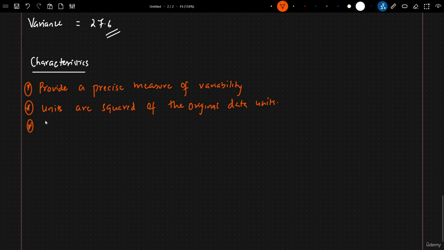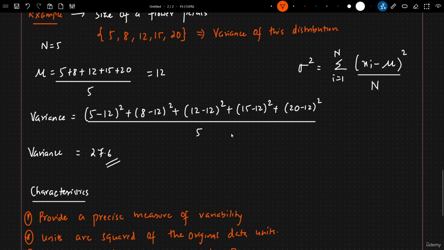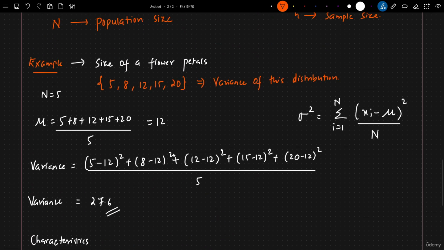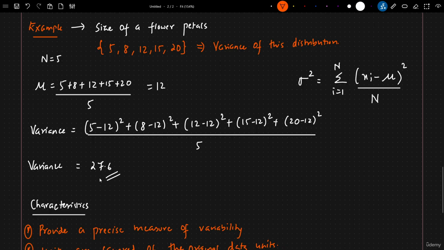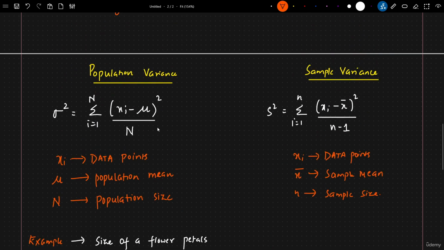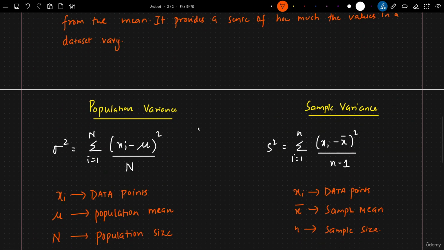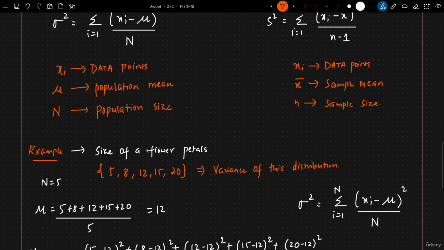And the third point over here, variance is also very sensitive to outliers. It is more sensitive when compared to range. If you don't believe me, just add 100 to this value and try to calculate the variance. The variance will shoot up like anything. The reason is very simple, because we are squaring it over here. So this is about variance, and I've discussed population and sample variance.